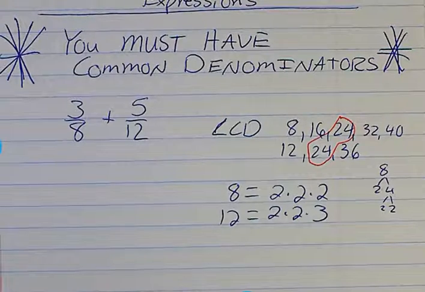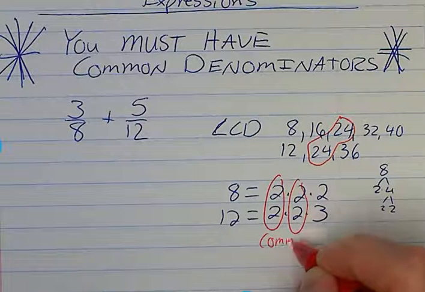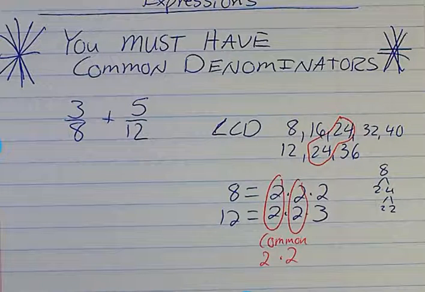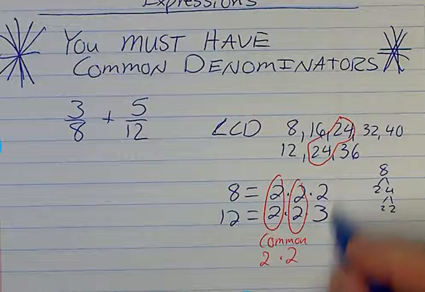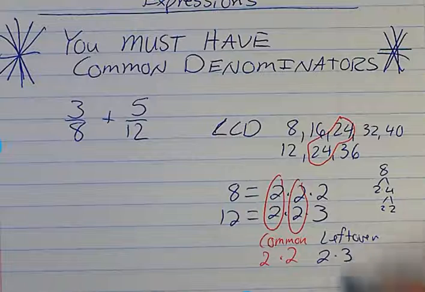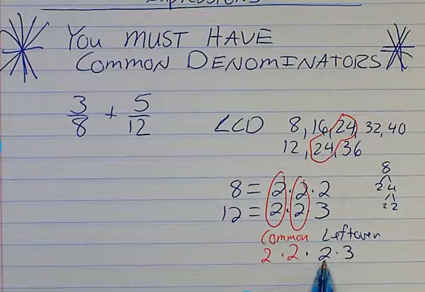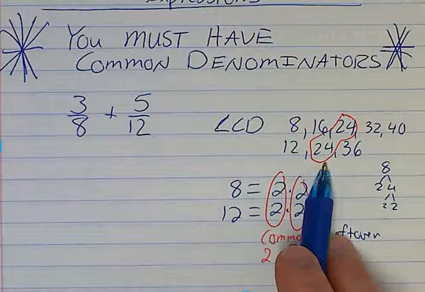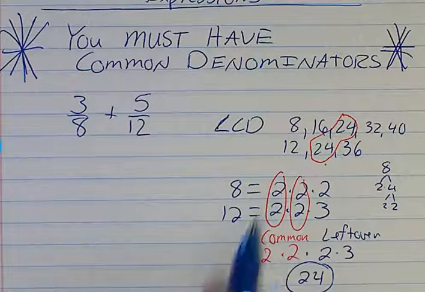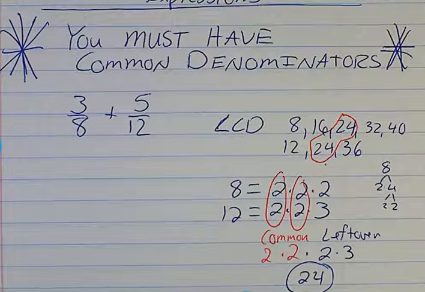Go back and circle the parts they have in common. They both have a pair of 2s, so tell me what the common part is. So they both had a 2 here, they both had a 2 here. And then anything that's left over at the end of it, write that part down. You got a 2 and a 3. And if you multiply all those numbers together, 2 times 2 is 4, 4 times 2 is 8, 8 times 3 is 24. So that's another way you could get the least common denominator. You figure out what they have in common, and you figure out what they have left over, and multiply all that together to get your least common denominator.